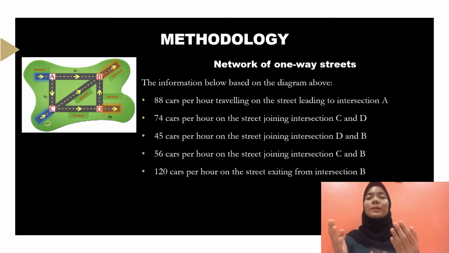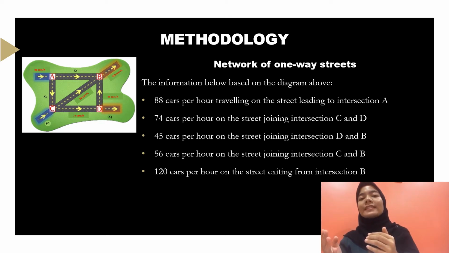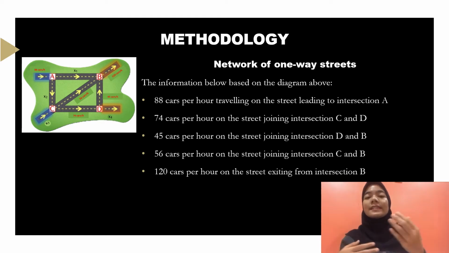Based on the diagram above, we can see that there are 88 cars per hour traveling on the street leading to intersection A, 74 cars per hour on the street joining intersection C and D, 45 cars per hour on the street joining intersection D and B, 56 cars per hour on the street joining intersection C and B.